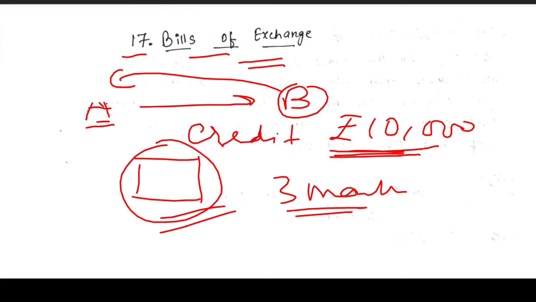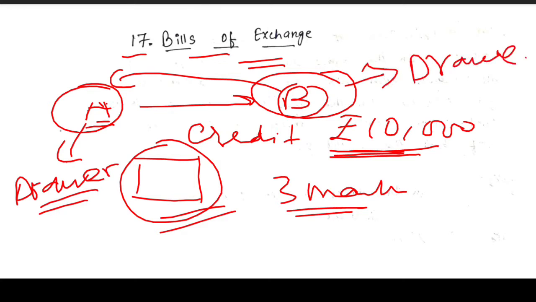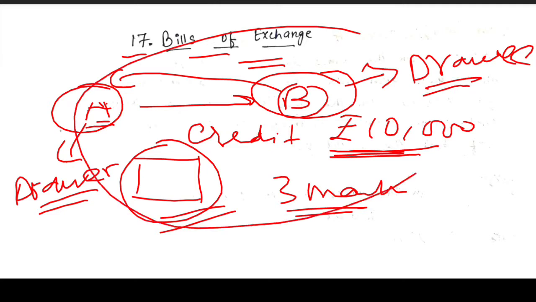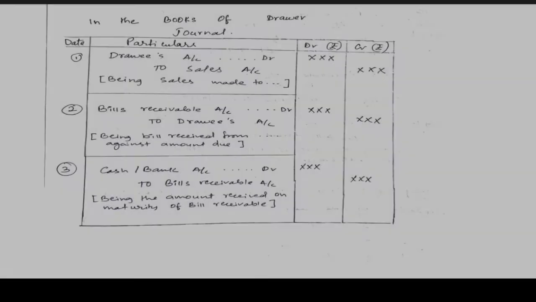You have to pass some journal entries in the books of A as well as in the books of B. Here A prepares the bill, so he is called the drawer of the bill. And B accepts the bill, so he is the drawee. So this is how bills of exchange works. Now let us see some journal entries in the books of drawer as well as in the books of drawee, that is in the books of A and B.